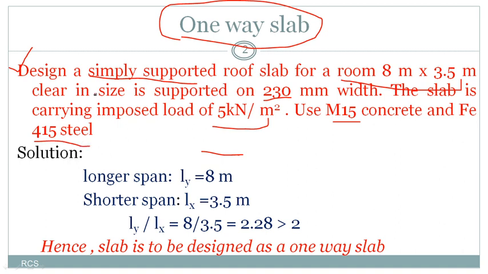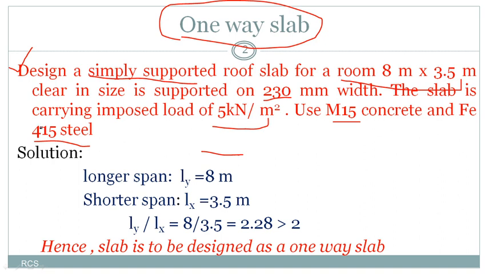In this problem, it was not mentioned what type of slab we have to design. You know, the category of slab is classified based on the ratio of longer span to shorter span. So the longer span is Ly, and the shorter span is Lx. If the Ly by Lx value is greater than 2, then we can design it as a one-way slab. If the Ly by Lx value is less than 2, we can categorize it as a two-way slab.